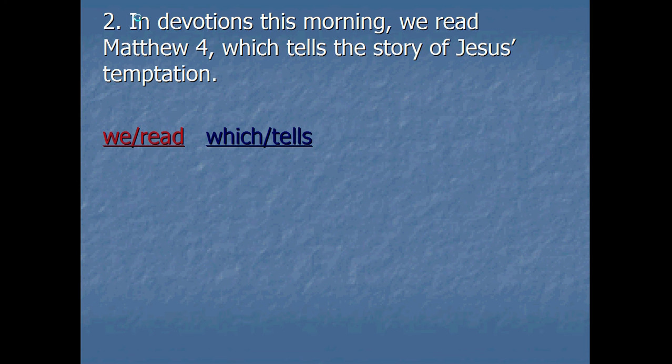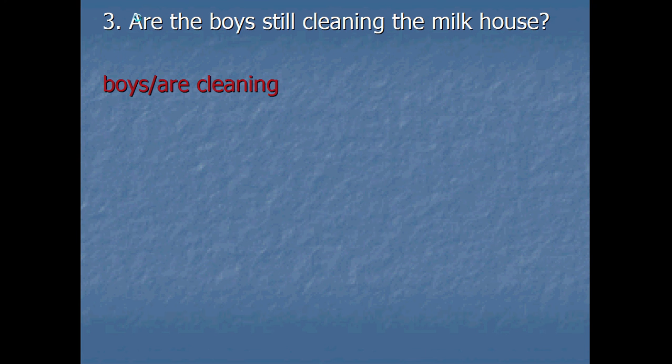Number 2, in devotions this morning we read Matthew 4, which tells the story of Jesus' temptation. So I went ahead and put the independent clause first, which is we read Matthew 4, and we is our subject, read is our verb. Then we have the dependent clause in blue, which tells the story of Jesus' temptation, which is a subject, and tells is the predicate.